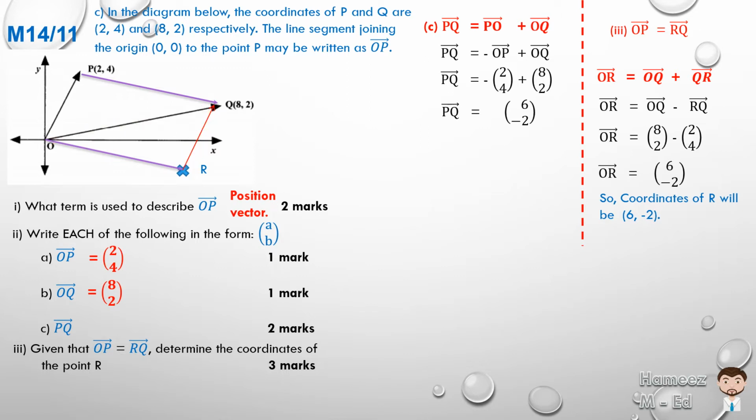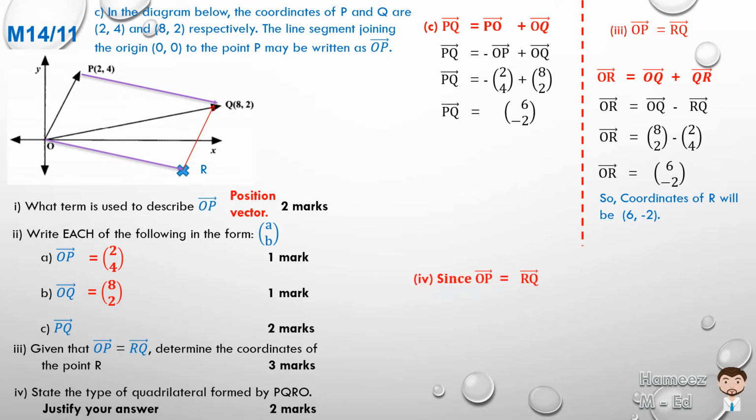And for part 4, state the type of quadrilateral formed by PQRO. Since we know that OP is equal to RQ and OR is equal to PQ, thus the quadrilateral is a parallelogram.